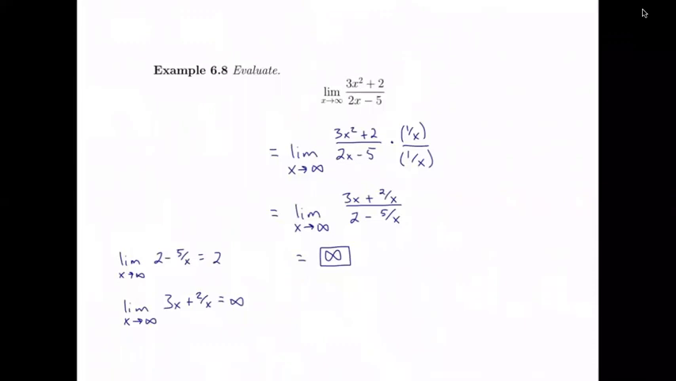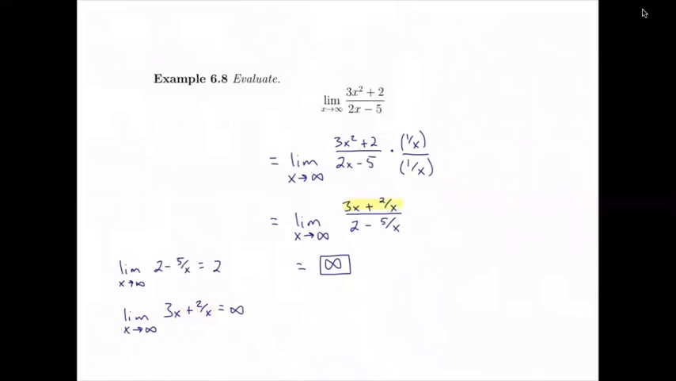But the numerator has a different behavior. This trends towards infinity, right? This term's going to 0, but 3x just gets larger and larger as x gets larger. So we have a value of infinity in the numerator, essentially. And if we have larger and larger numbers in the numerator, divided by something that's getting closer and closer to 2, and this is just a bit of intuition, then we know that overall, the limit of this function is going to get larger and larger.